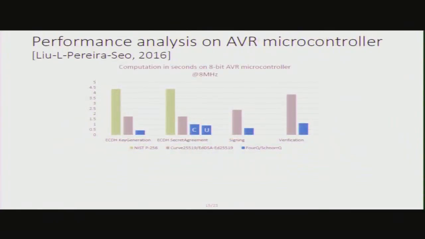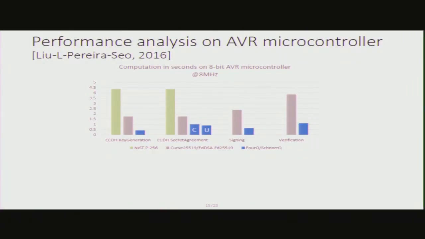And here I have preliminary results showing the computation in seconds, for example, for 8-bit AVR microcontrollers for crypto operations. So I'm showing here for ECDH and also for signatures. Comparing, here the numbers are for NIST P256, which is shown in green, Curve25519 and Ed25519 in gray, and for 4Q, SchnorrQ in blue. And you can see in each case we achieve a much better performance.